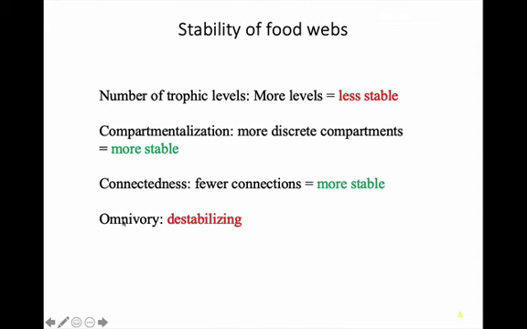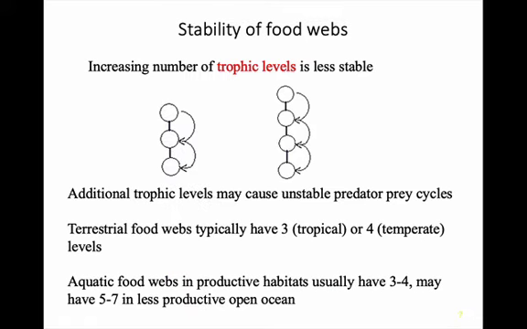Finally, the idea that you'd have omnivores in a food web that would eat from more than one trophic level, like eat both plants and herbivores, that's profoundly destabilizing for reasons that we'll go into here. So let's take these one by one. First, let's look at the number of trophic levels and try to figure out why more is not better.